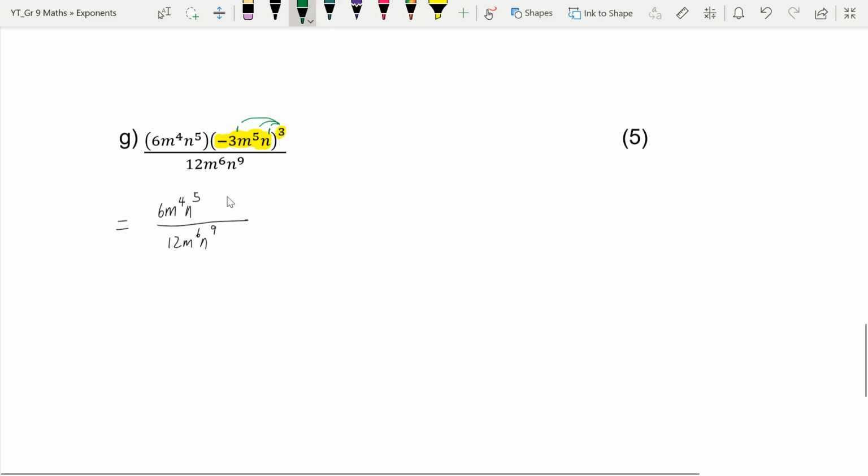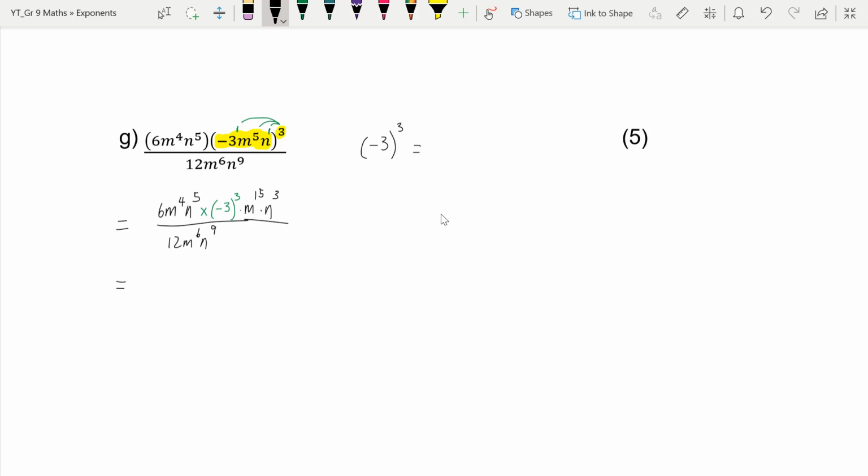So that would be multiplied by the negative 3. Because that's a negative number, I'm going to keep it in that bracket. And then it will be m to the power of 15, and it will be n to the power of 3. Okay, that's our first step. And I am going to just work out on the side over here what negative 3 to the power of 3 is. Negative 3 times negative 3 will give us a positive 9. And if we take the 9 and we times that by another negative 3, that will give us negative 27.